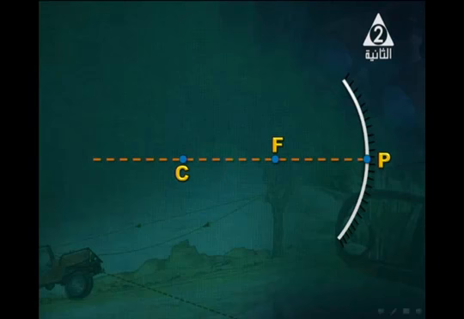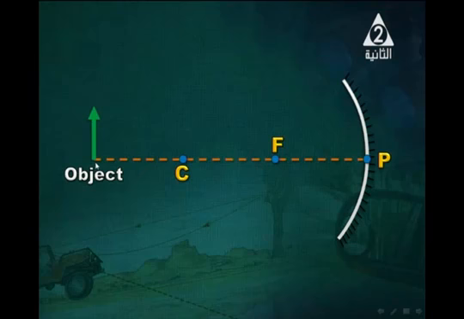First, we will draw the concave mirror. Then, we draw the principal axis. The distance between the point P and point F is called the focal length, and the distance between the point P, which is the pole of the mirror, and the center of curvature is the radius. The body will stand at a distance more than the radius. Here it is, the object.